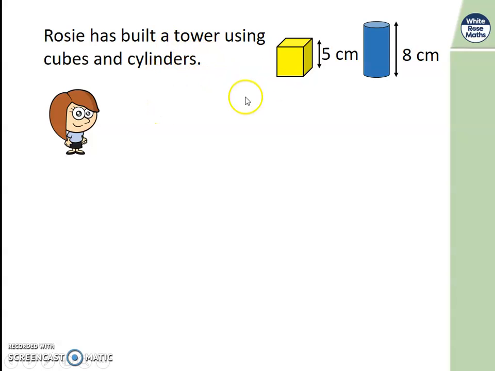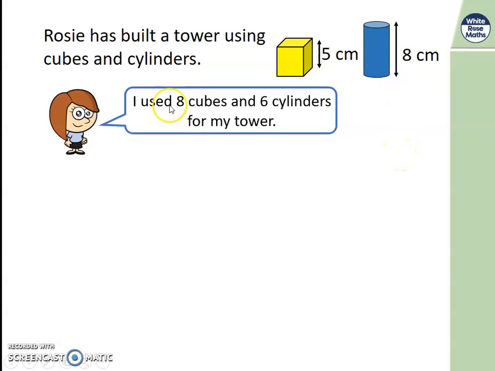We've got a little question here. Rosie has built a tower using cubes and cylinders. A cube is 5 centimetres, a cylinder is 8 centimetres. I used 8 cubes and 6 cylinders for my tower. How tall is Rosie's tower? Pause the video to work it out.